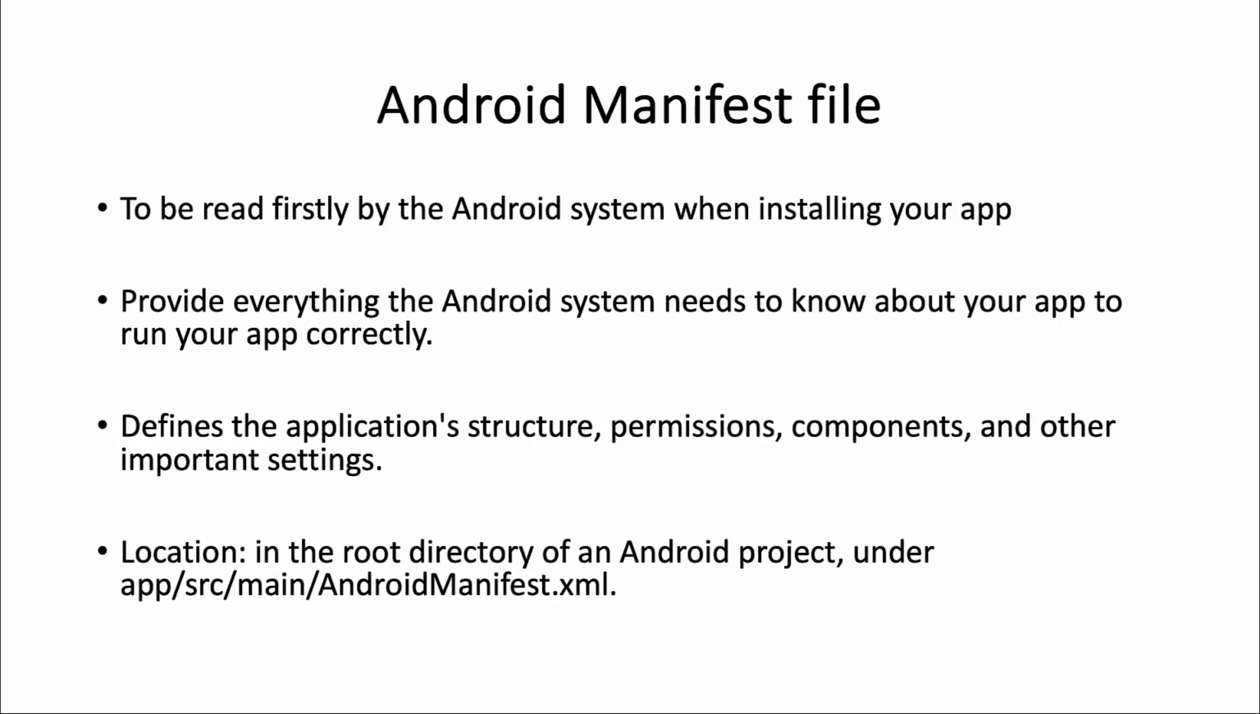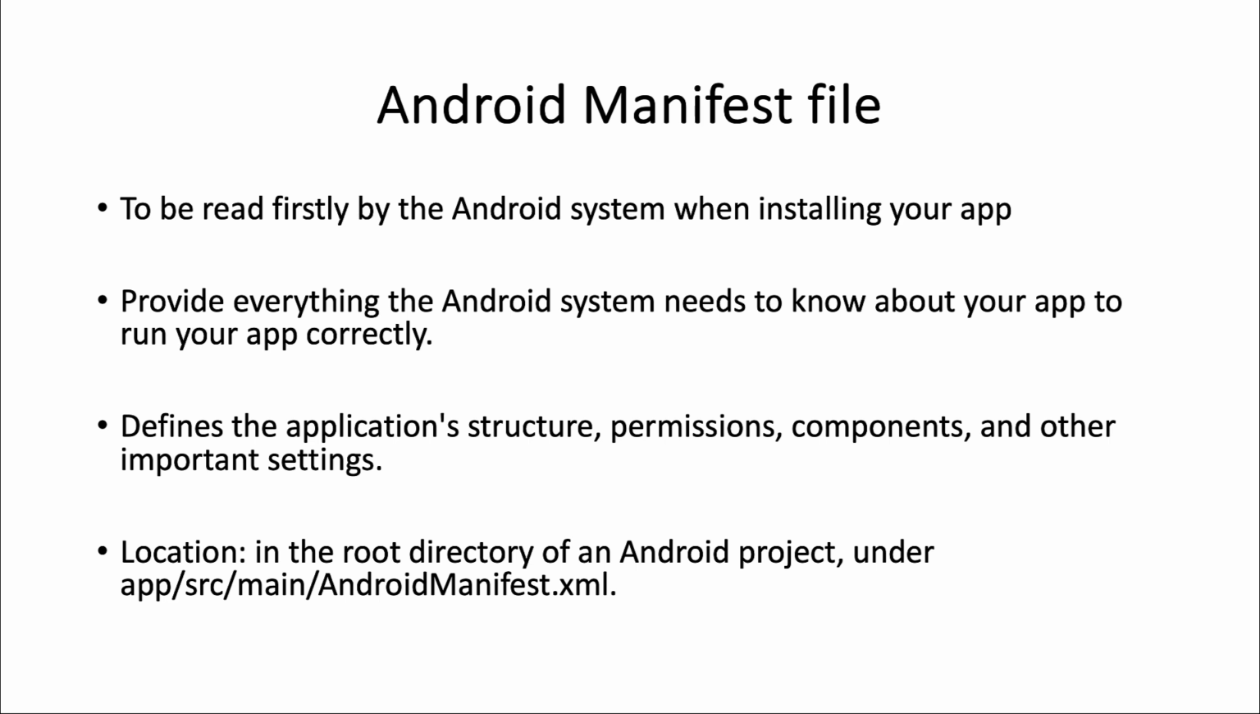Hi everyone. In this video, we will learn about the Android manifest file in Android. This is the first file the Android system reads when installing your app to know the settings, configurations, permissions, etc. for the installation process and usage access later. The Android manifest file provides everything the Android system needs to know about your app to run it correctly. It's like a contract between your app and the Android operating system.